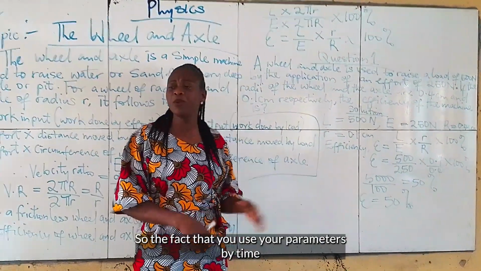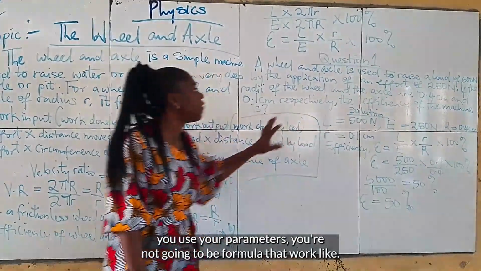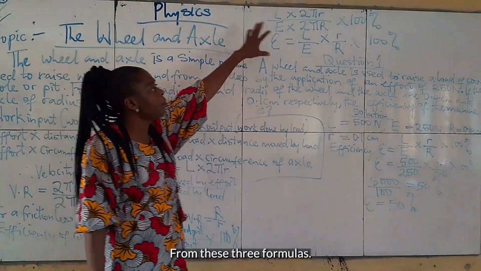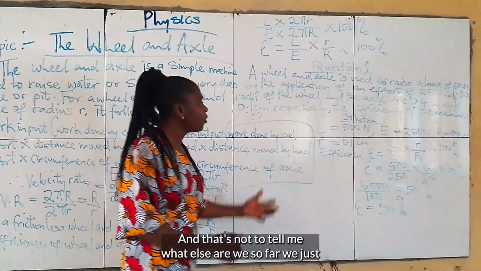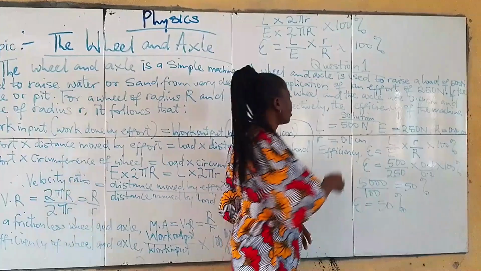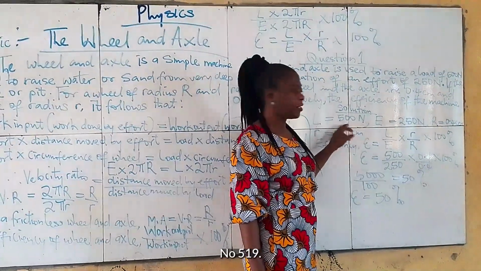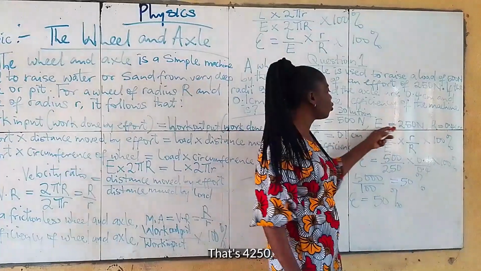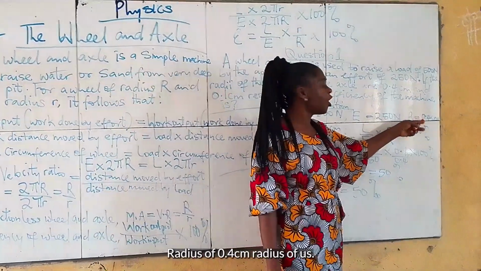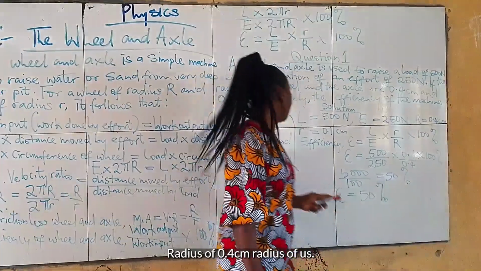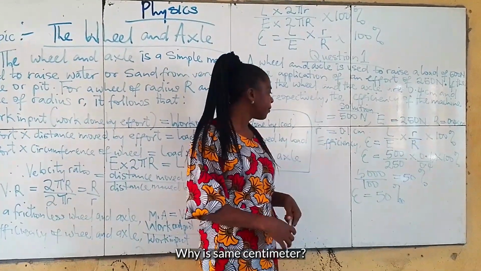So the first step, you list your parameters. By the time you list your parameters, you now know the formula that will apply. From these 3 formulas we have, you now determine the one that will apply. First step, you list your parameters. Solution: load 500 Newton, effort 250 Newton, radius of wheel 0.4 centimeter, radius of axle 0.1 centimeter.